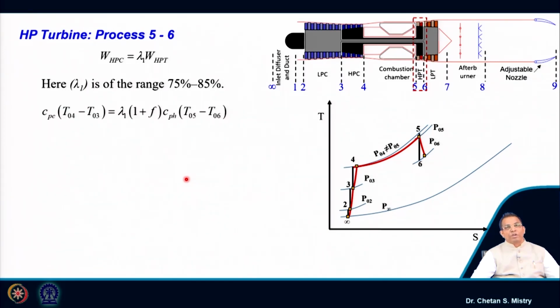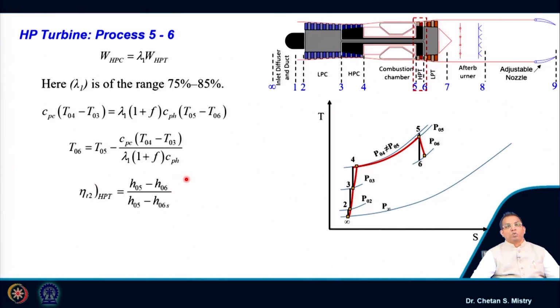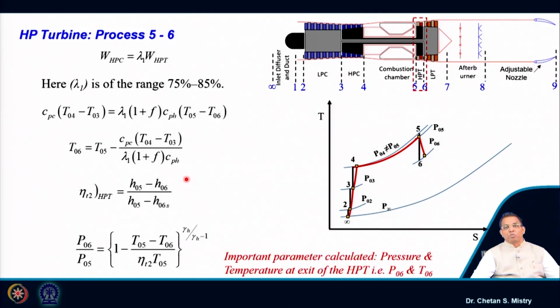Okay. So, if we write our equation in terms of work, we will be able to calculate my exit temperature from the turbine. So, we have our efficiency term for the turbine. From this efficiency term, we can calculate the exit pressure from the turbine. This turbine is my HP turbine. So, we are able to calculate the important parameters at the exit of my HP turbine, that is T06 and P06.